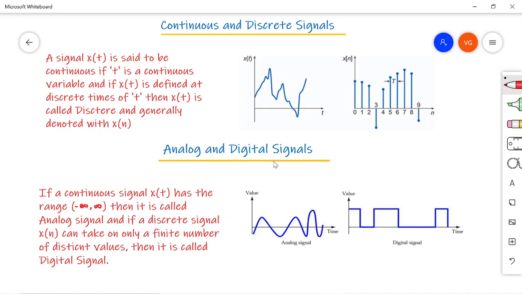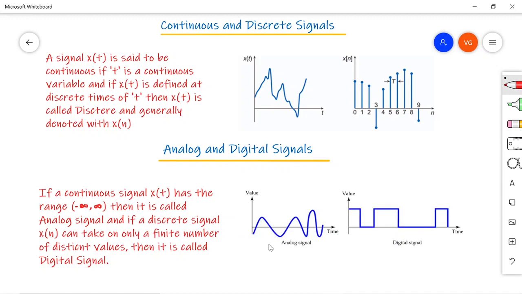Coming to the second type, this is analog and digital signal. If a continuous signal x of t has a range minus infinity to infinity, then we call it an analog signal. Similarly, if a discrete signal x of n has only a finite number of distinct values, then we call it a digital signal. If you see the picture here, this is an analog signal that is continuing. There is no starting or ending point, so such type of signals we call an analog signal.